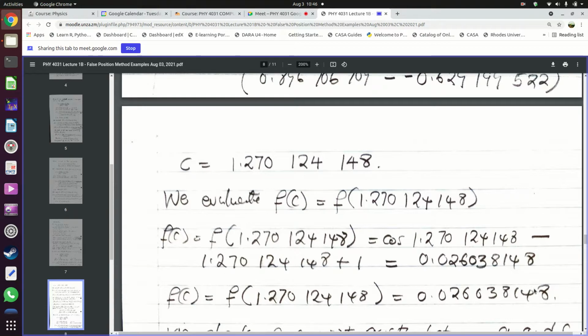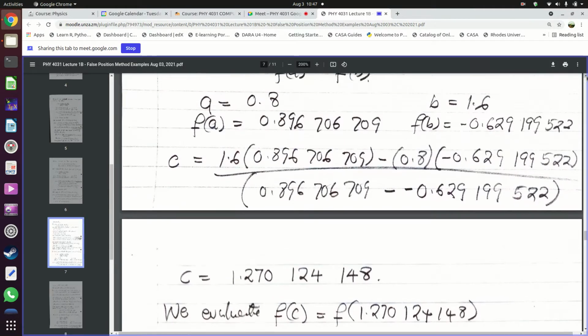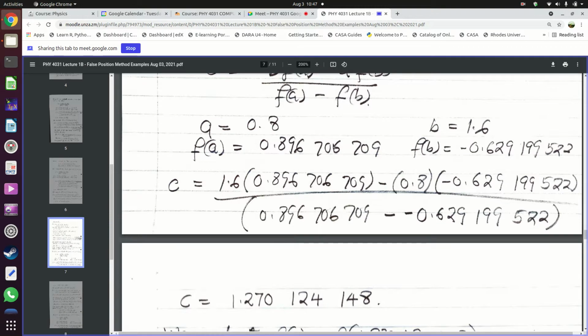Our function at a is positive, our function at c is positive, our function at b is negative. So you can clearly see that our function at a is positive, our function at c, which is somewhere in the middle between a and b, not exactly in the middle, is also positive, and our function at b is negative. So you can see that between a and c, there is no solution, since the function between a and c is positive. So the solution must be between c and b. Are we clear?